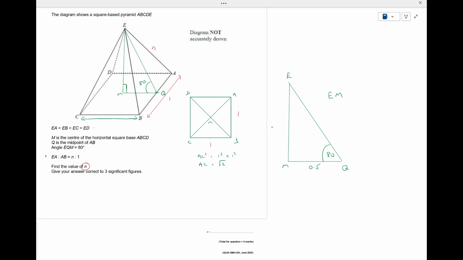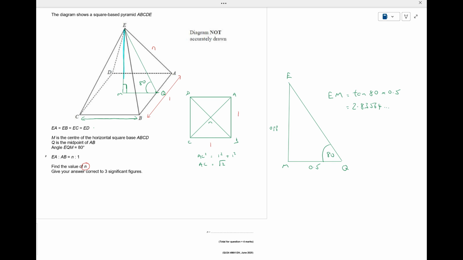Now EM, that's the opposite, isn't it, and I've got the adjacent, so I'm going to use tan. EM will be tan 80 multiplied by the adjacent. So EM on my calculator is 2.83564, and so on. Now I know the height.